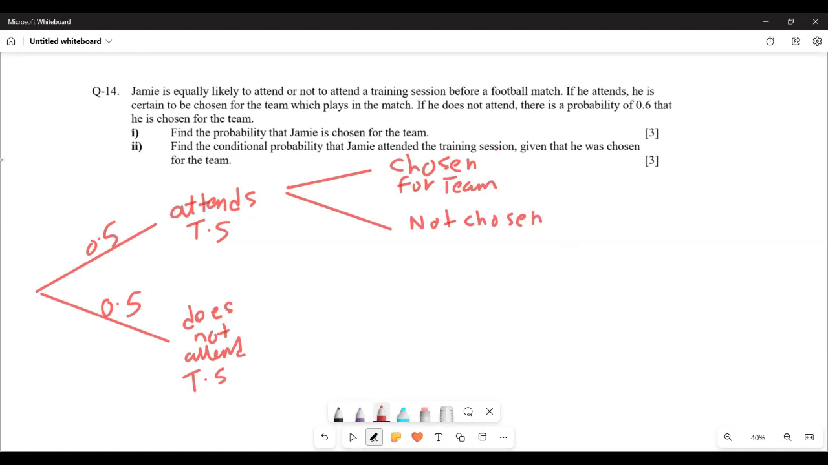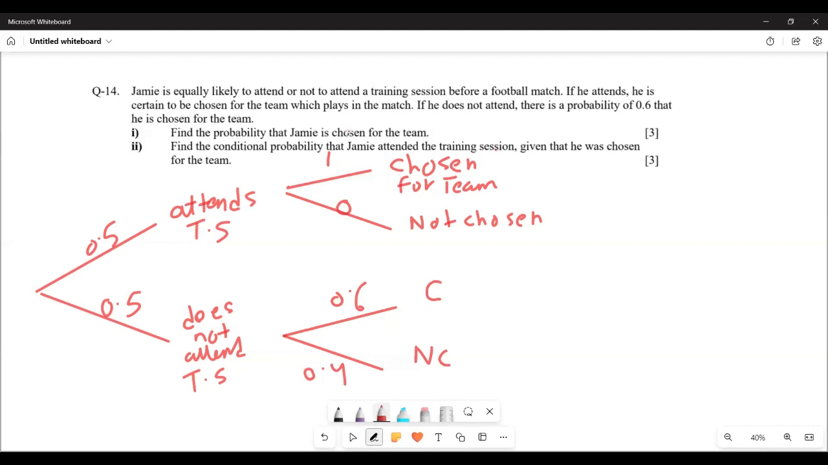Okay. So if he attends the training session, then for sure he gets chosen. So this is going to be 1 and this is going to be 0. If he does not attend, there is a probability of 0.6 that he will be chosen. So I'm writing C for chosen, 0.6, and NC for not chosen. This is going to be 0.4. आप पूरा लिखोगे, chosen and not chosen.